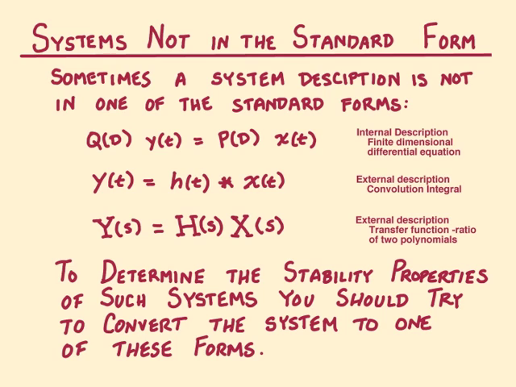To determine the stability of a system that's not in standard form, the easiest way may be to try to convert it to a system that is in standard form, or a combination of systems that is in standard form. To illustrate the thought process, let's consider some examples.